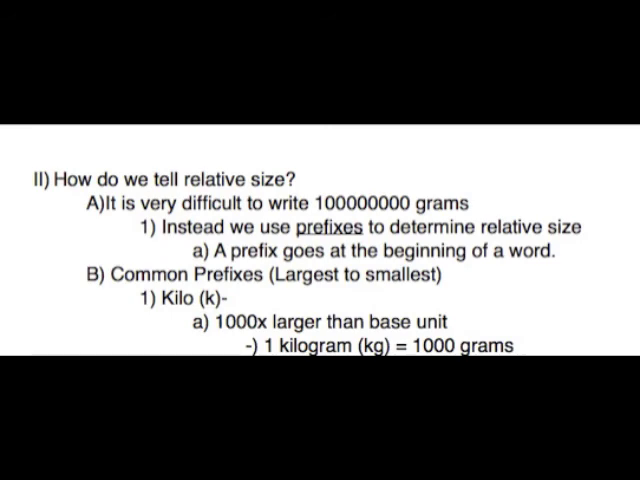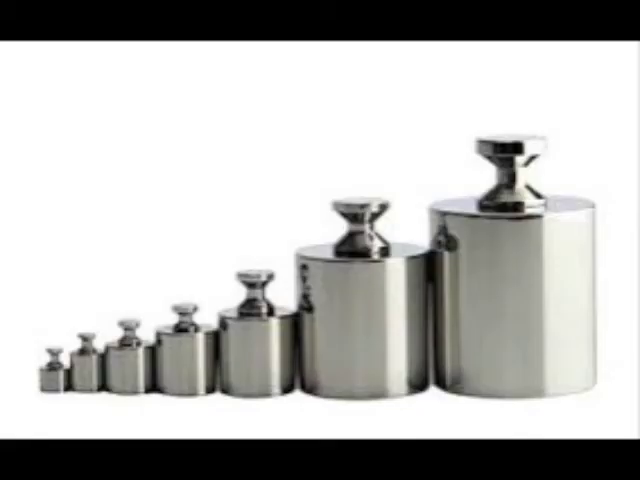Largest to smallest. The first is kilo. It's 1,000 times larger than a base unit. 1 kilogram equals 1,000 grams. In this picture here, the smallest weight on the left represents 1 gram, with the largest weight on the right being 1,000 grams or 1 kilogram.